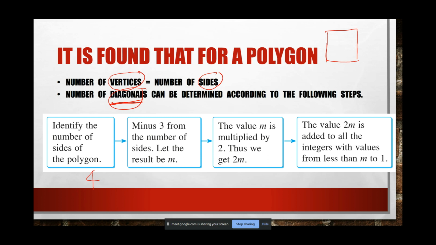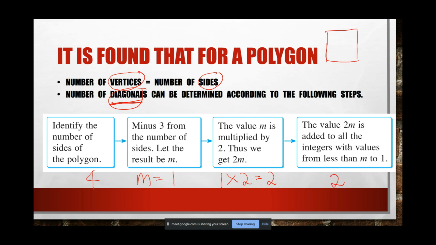Then the value of m is multiplied by 2. So m multiplied by 2, m is 1 just now, we times 2, we get 2. Thus, we get 2m. The value 2m is added to all the integers with value from less than m to 1. But over here, because we don't have a value less than 1, we are not going to do anything regarding this. Therefore, the number of diagonals is 2 itself. So a quadrilateral has 2 diagonals.